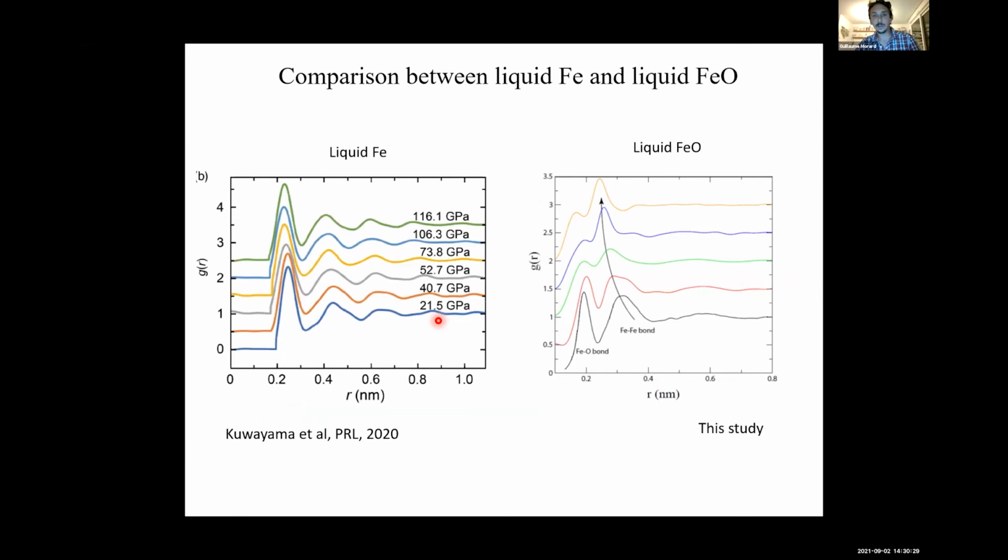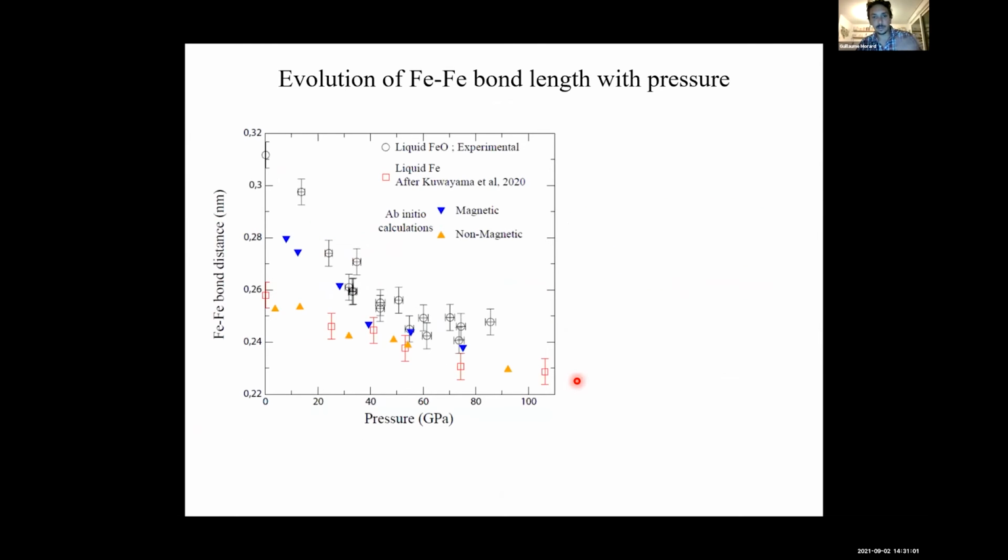So we can compare now, we'll show the comparison with ab initio, but we could also compare with liquid iron. And this is liquid iron data we obtained, published last year in PRL in collaboration with the group of Kei Hirose in Japan, in Tokyo, in Todai. Just to check here, you see the evolution, the compression of the first sphere of the Fe-Fe, and we can here follow also the Fe-Fe bond in liquid FeO and compare. And so what is very interesting is this is the result we obtained.